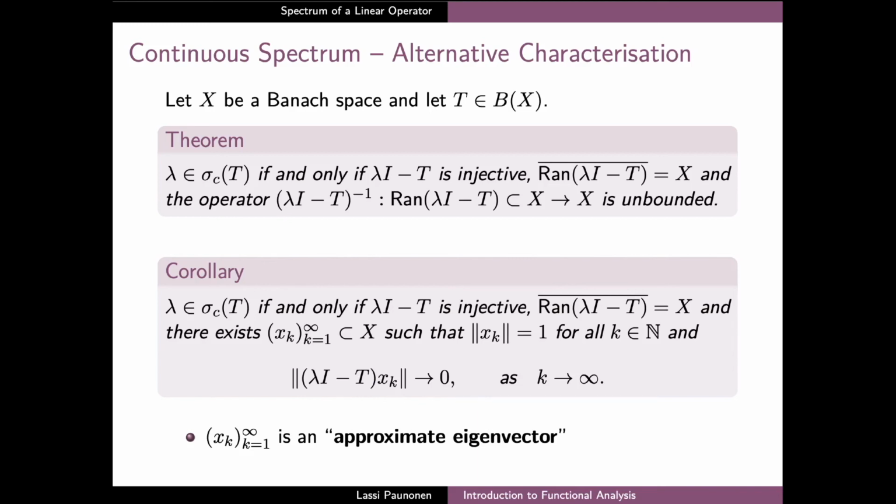It's a straightforward exercise to show that if lambda I minus T is injective, then the existence of this sequence is indeed equivalent to the unboundedness of the inverse of lambda I minus T. Especially this second characterization is quite useful in studying continuous spectrum of concrete operators, and in the literature the sequence of xk's is often referred to as an approximate eigenvector of the operator T corresponding to the spectral value lambda.